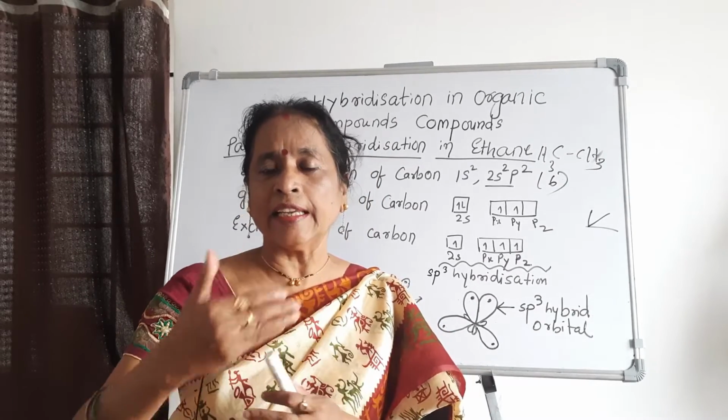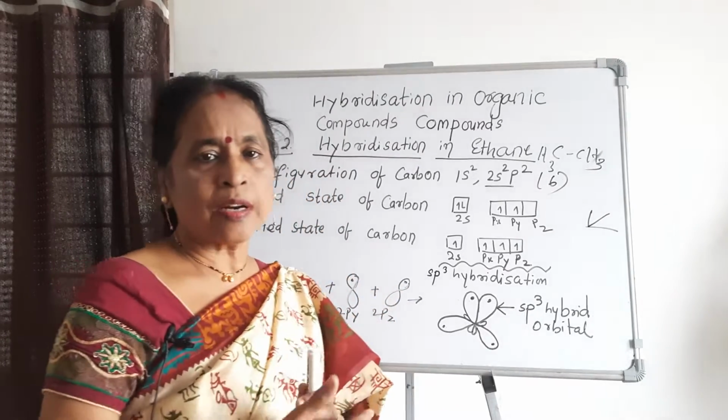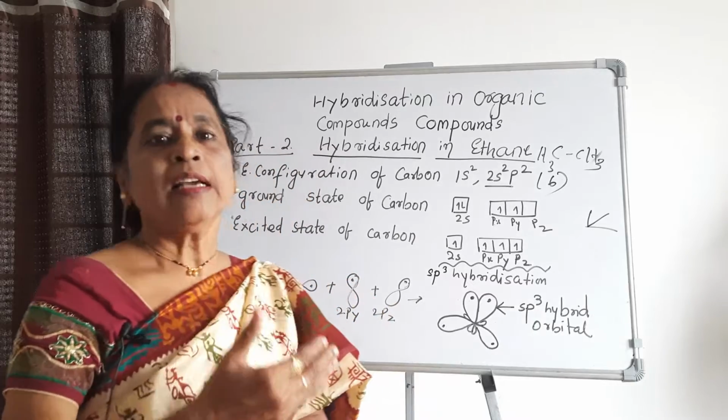Similarly in ethene and ethyne, they are called sp2 and sp orbitals. That I will explain in ethyne and ethene.